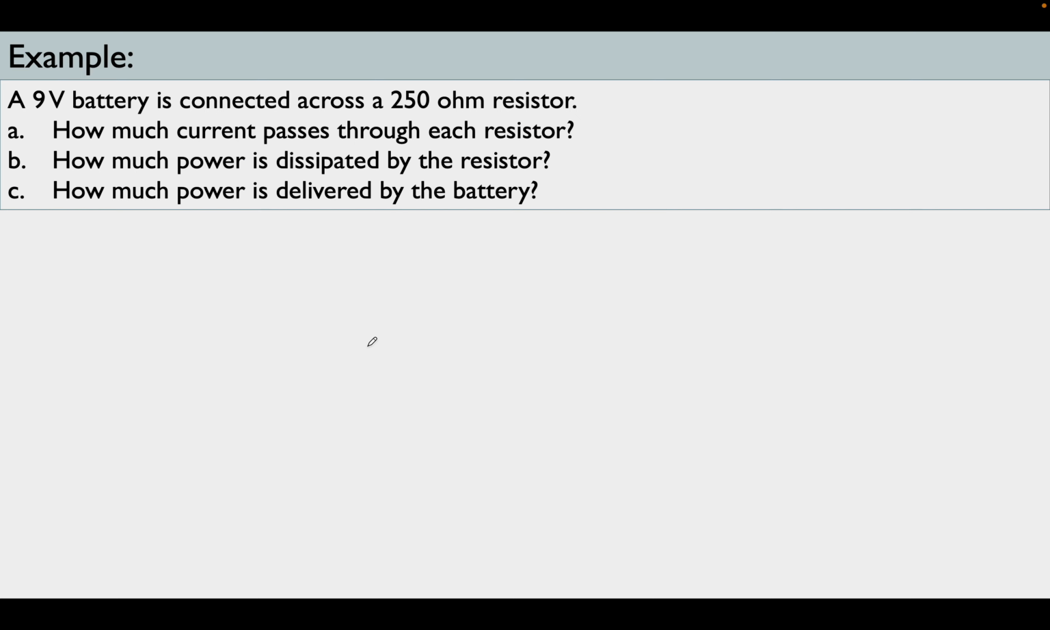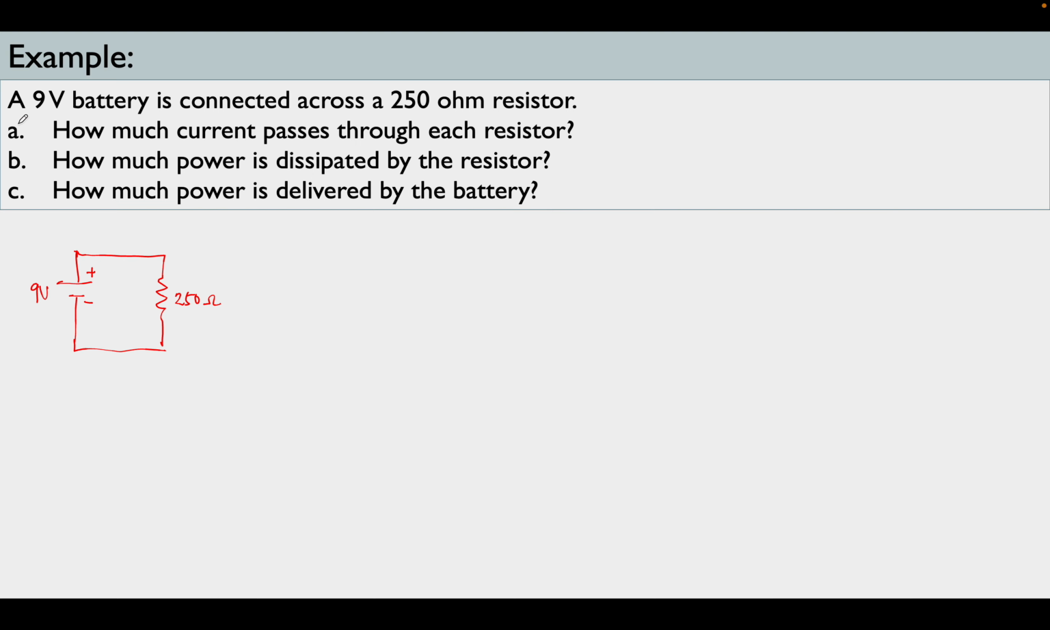We have a 9 volts battery connected across a 250 ohm resistor. Okay, so let's draw first before we solve for each of these questions. So let's say we have this battery right here. This one is the positive, the longer line is the positive, and this one is the negative. And it is connected, let's say, to a resistor. So this is a 250 ohms resistor, and then we have the battery, which is equal to 9 volts.